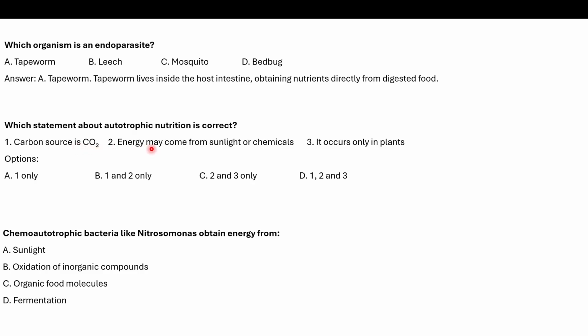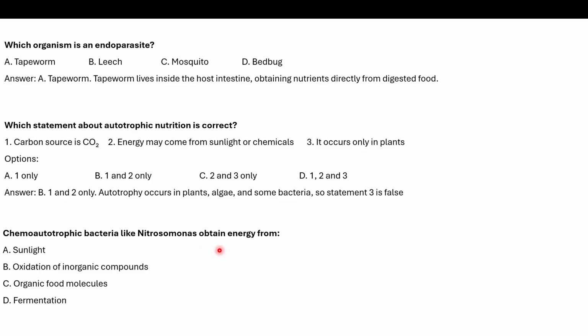Which statement about autotrophic nutrition is correct? Carbon source is CO2. Energy may come from sunlight or chemicals. It occurs only in plants. So carbon source is CO2. Energy may come from sunlight, photoautotrophs, or chemicals, chemoautotrophs. It occurs only in plants? No, it can occur in other organisms as well. So the correct statements are the first and the second, but saying that it occurs only in plants isn't correct because there are algae and bacterial organisms as well, which carry out the autotrophic mode of nutrition. So the correct option will be option B, where statements 1 and 2 are correct.